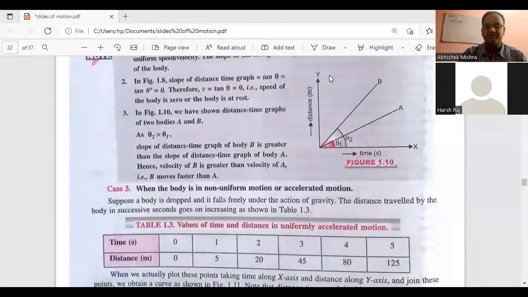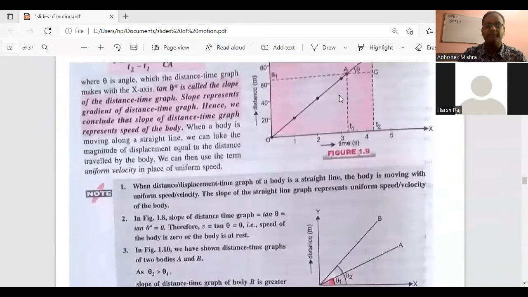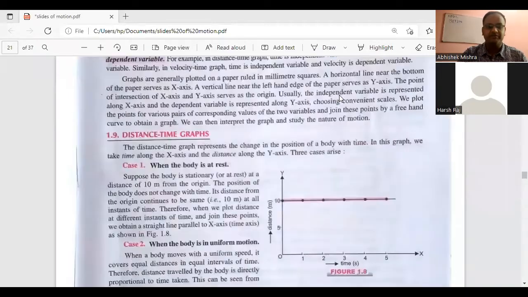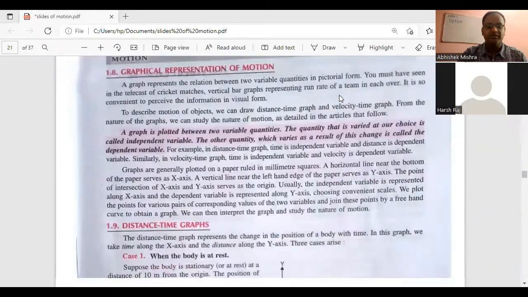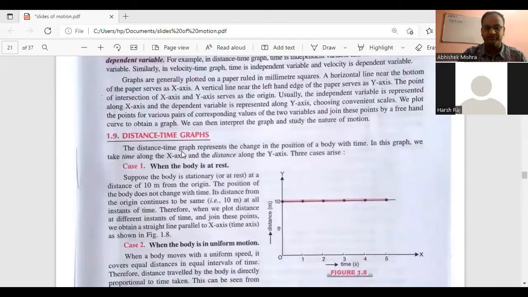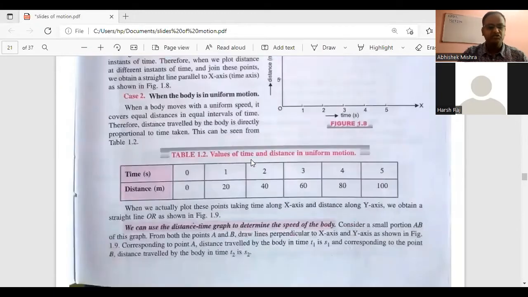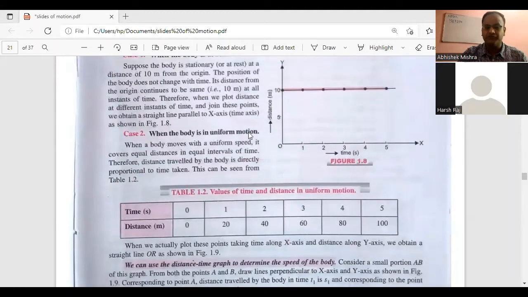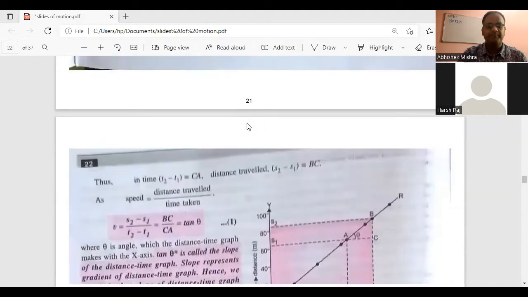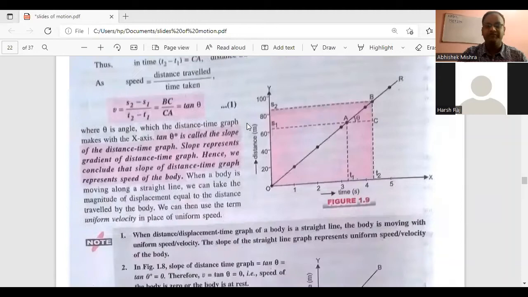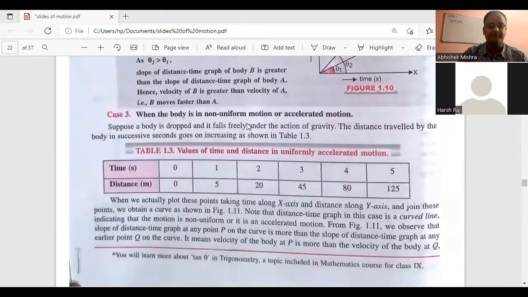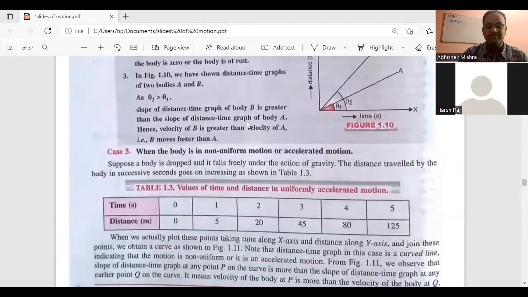And in the distance time graph, we discussed case one. Once again, I am recapitulating. Case one, when the body is at rest. Case two, we discussed when the body is in uniform motion. And case three, we were discussing case three.